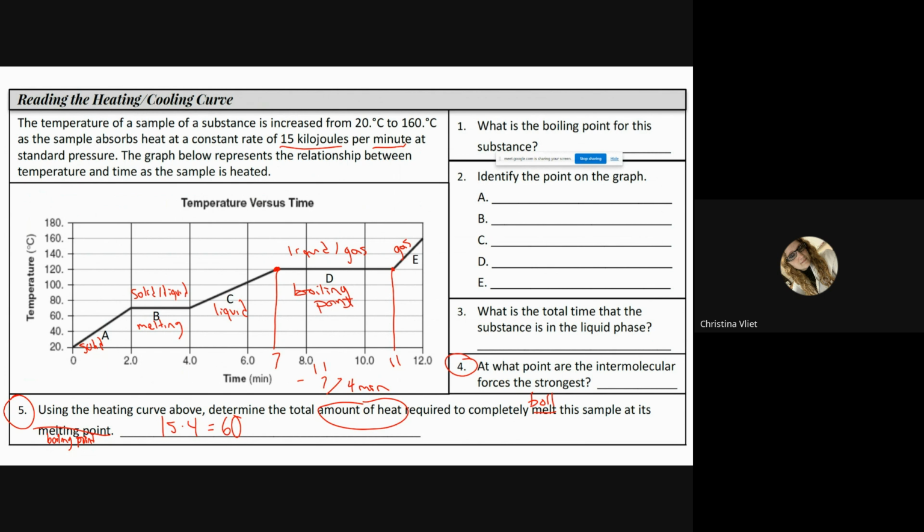So A, B, C, D, or E. Oh, A. Does that make sense? You're good with that? And the Lewis structure?